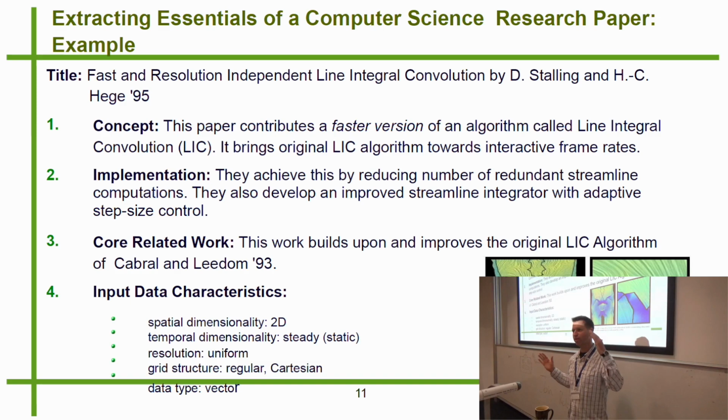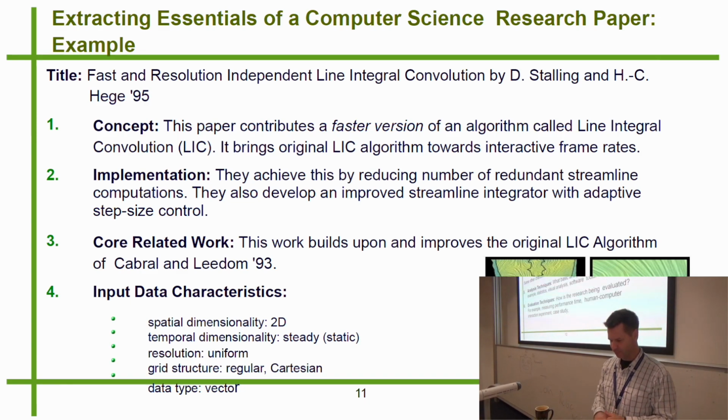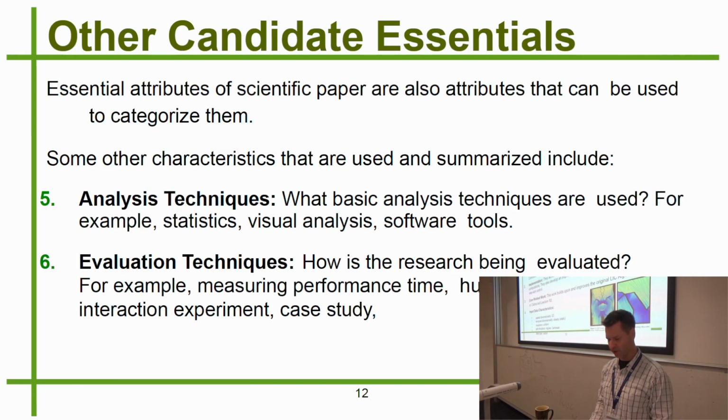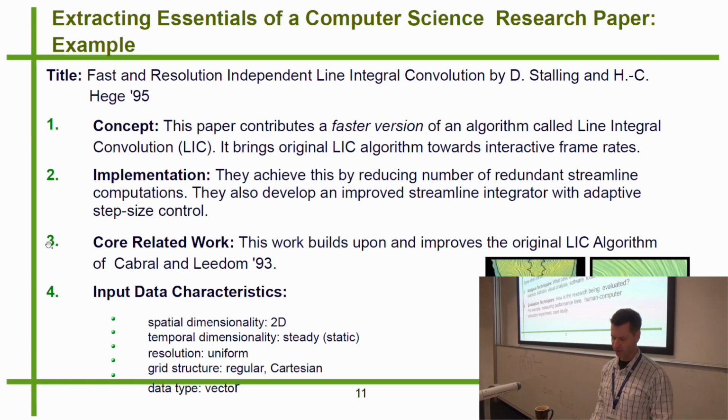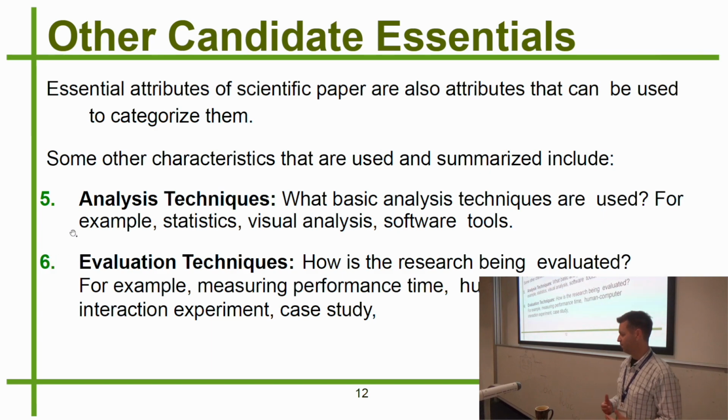So we've taken this really big, complicated research paper, and we've compressed it down to 1 slide. And we extracted the essentials of that research paper. Right, that's the idea. So those are 4 essentials. You could add some other essentials. This is a kind of recommendation of the essentials, but you could modify this.